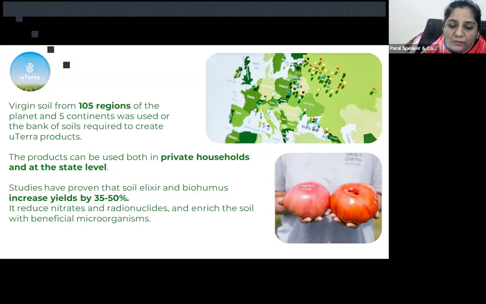be useful for everything. Yes, now it's useful for every content in every region, right? And it's certified and it is tested. So the products can be used both in private households and at the state level. We can use it in a kitchen garden if you have a hobby of gardening or anything. We can use it in a private household and also at a state level.